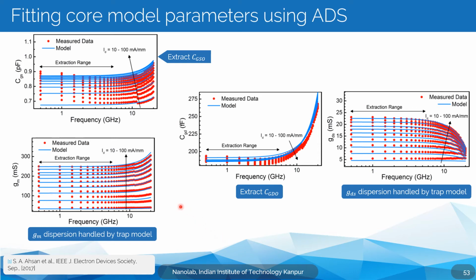And the important part here is the dispersion we see here and the dispersion we see here. These are modeled by the trap model, which we're going to discuss in a few sections from now.